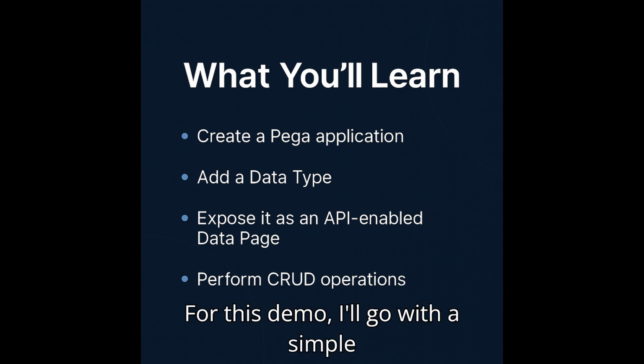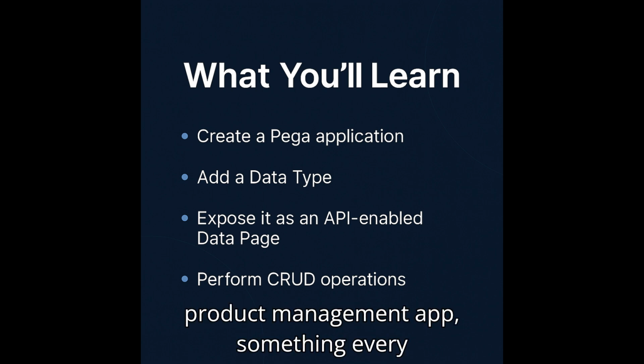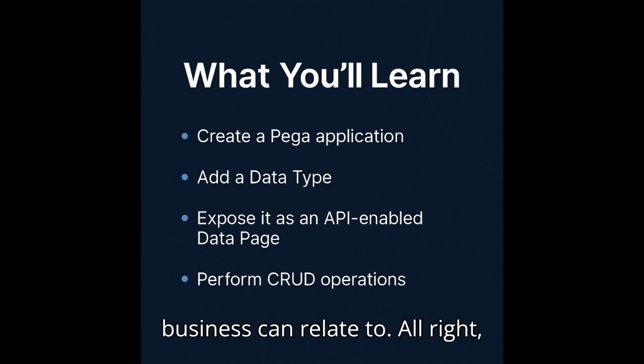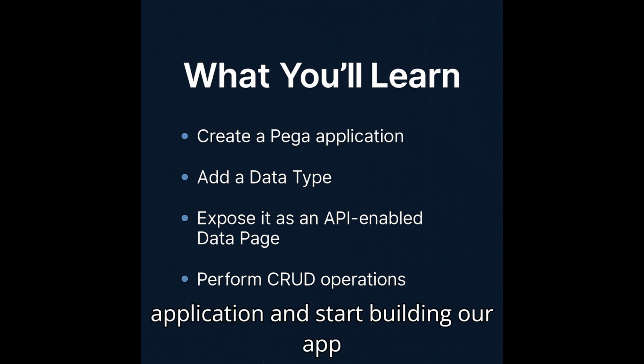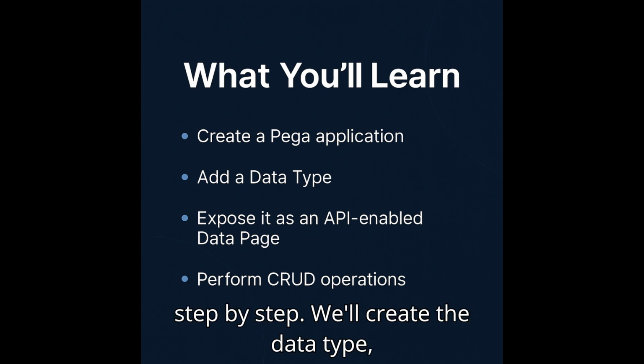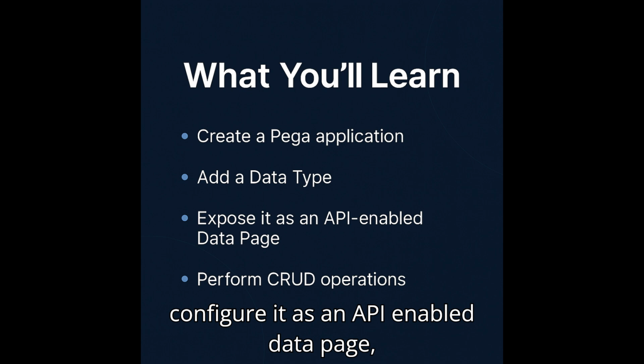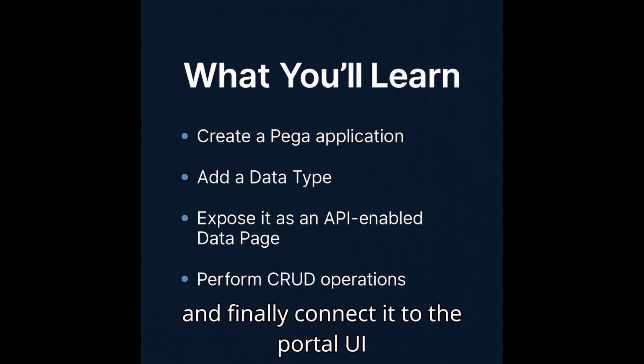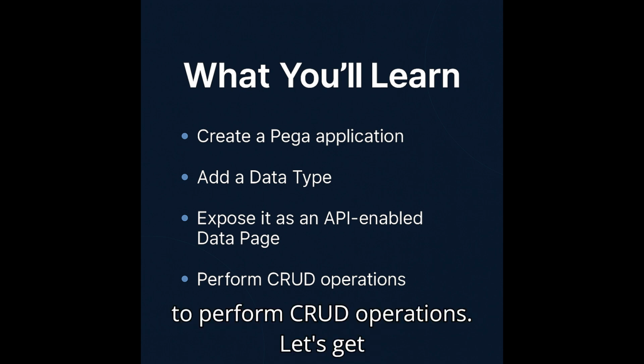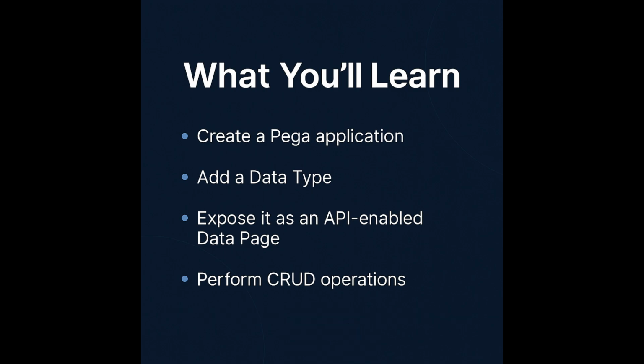For this demo, I'll go with a simple product management app, something every business can relate to. All right, let's jump right into the Pega application and start building our app step by step. We'll create the data type, configure it as an API-enabled data page, and finally connect it to the portal UI to perform CRUD operations. Let's get started.